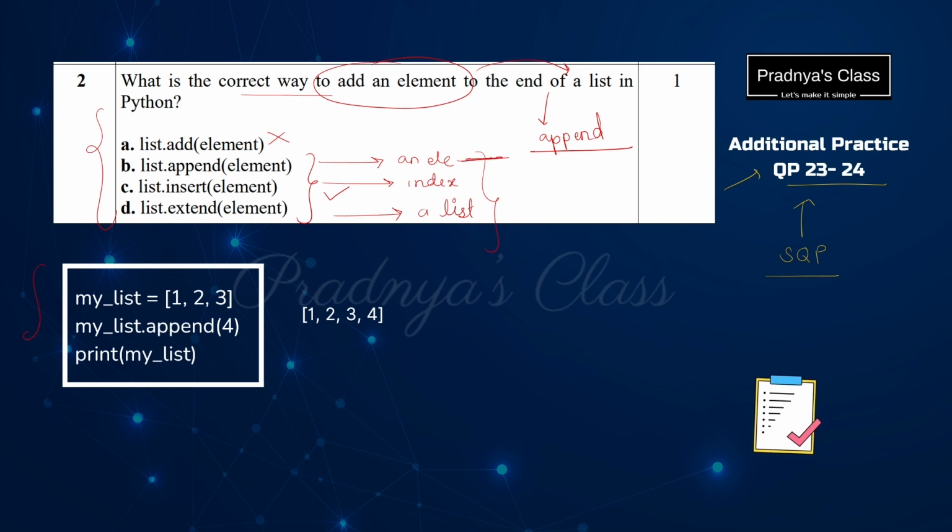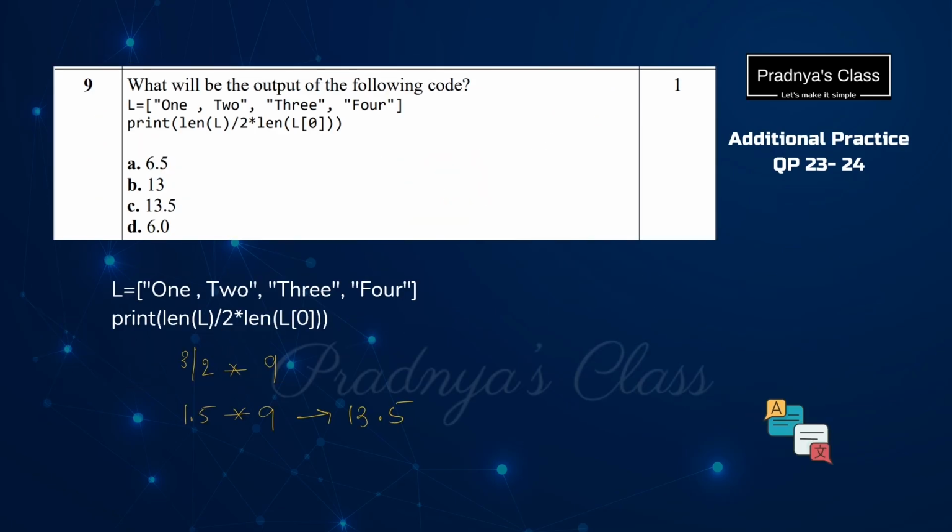Look at this example. We are using the append function to add an element. It will get added at the end. Proceeding to the next question, which is based on list. We need to find out the output of the following code. Look at the given list. This is the first element of the list. This is the second element, and here is the third element of the list.